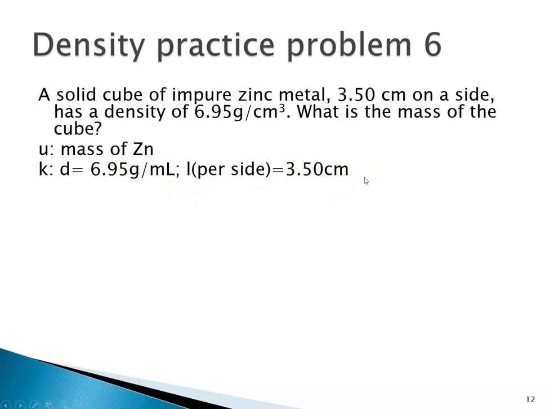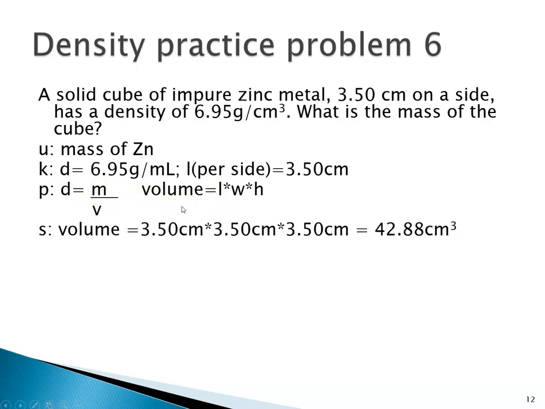So our plan: first we're going to have to get the volume using length times width times height, knowing that a cube has all the same sides like we talked about earlier. And then we'll use that in the density equation to solve for the mass. All right, so first off, we calculate the volume. It's 42.88 after we multiply out all three sides.